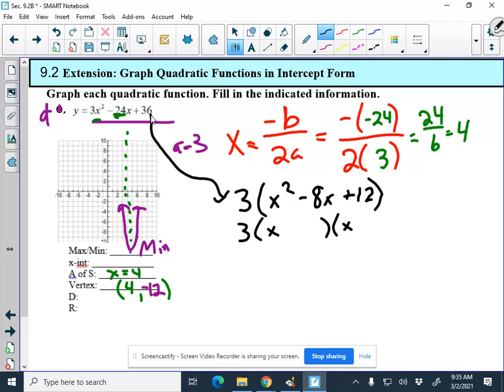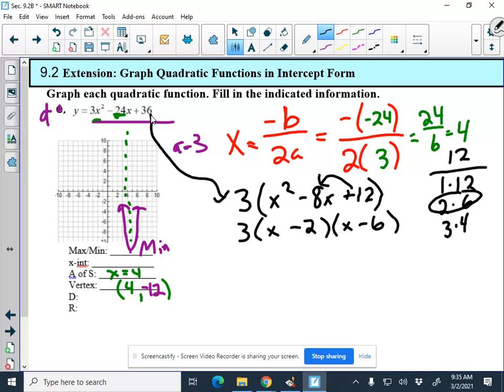Now remember all that time we spent factoring. X and x. Look familiar? How do we get 12? 12 is 1 times 12, 2 times 6, 3 times 4. Those are all the ways to get 12. Multiples to get 12. Which ones will add to 8? 2 and 6. Since it's negative 8, I want negative 2 and negative 6, because a negative times a negative is a positive 12. But now that just gave us our intercepts.